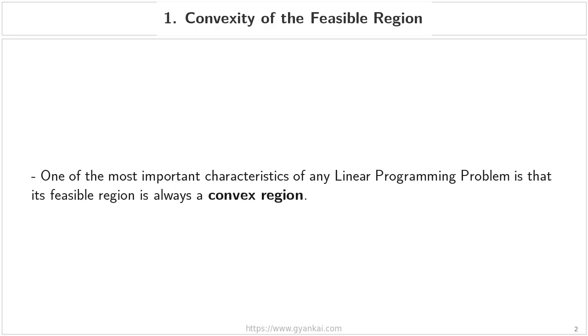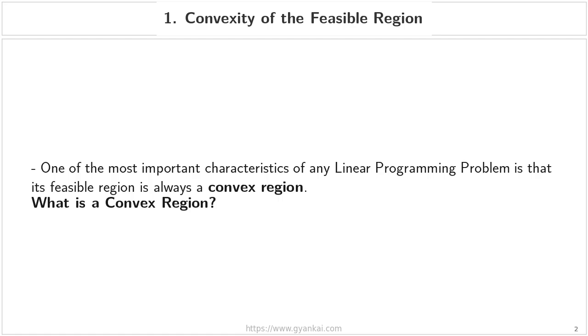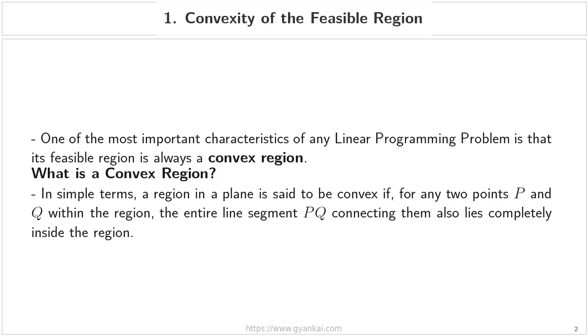1. Convexity of the feasible region. One of the most important characteristics you need to remember for any linear programming problem is that its feasible region is always a convex region. But you might be wondering, what exactly does convex mean in a mathematical sense? Let's break that down. In simple terms, imagine a region on a flat plane.